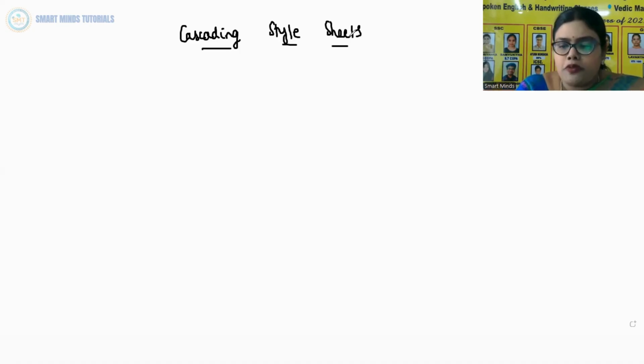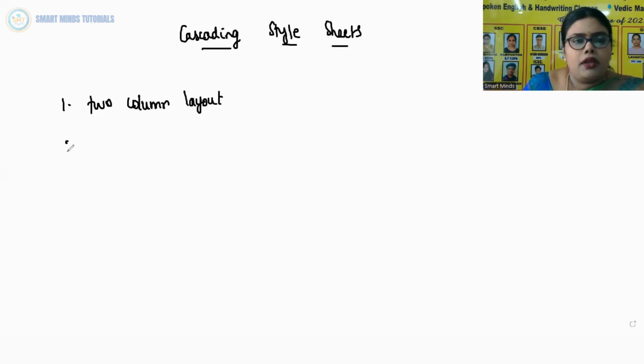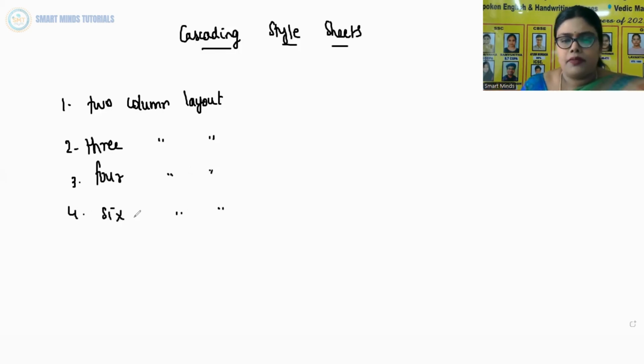And there are four types of column layouts available for structuring the pages. What are they? Number one is two column layout. Number two is three column layout. Number three is four column layout. Number four is six column layout. So in CSS syntax, value should end with a semicolon. So this is the introduction to CSS.